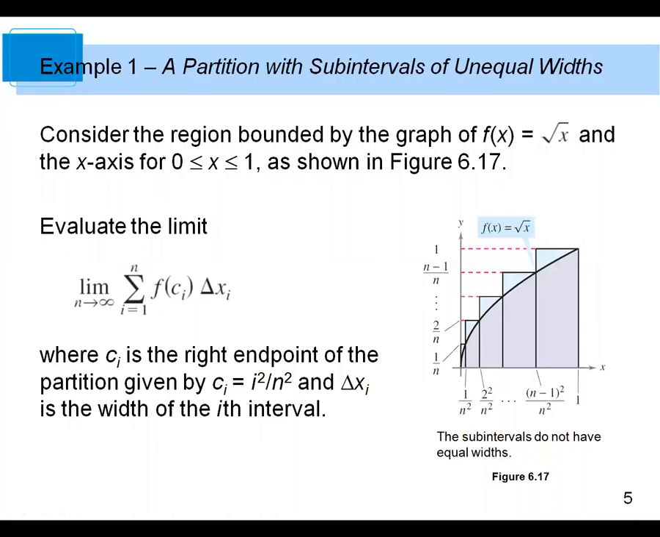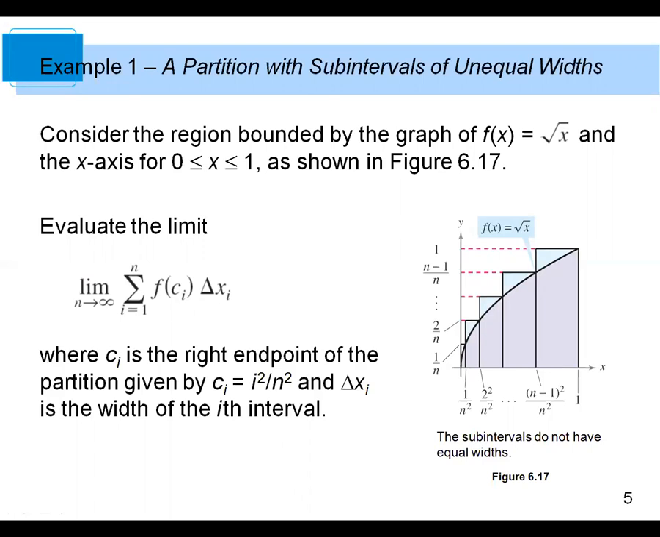So let's look at the region of the graph of square root x from 0 to 1 in this picture. What we're going to do is evaluate this limit of the Riemann sum where ci is the right endpoint of the partition given by i squared over n squared. So it's not just given by delta x times whatever i you're on. Delta xi is the width of the ith interval, but you can see that the first rectangle is pretty thin, then they get thicker and thicker in general.